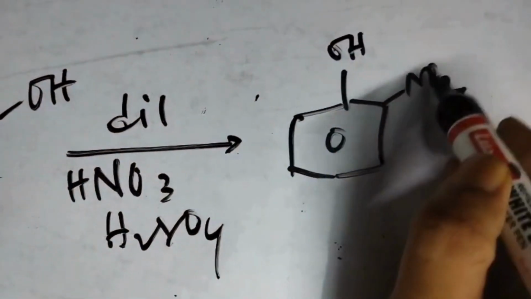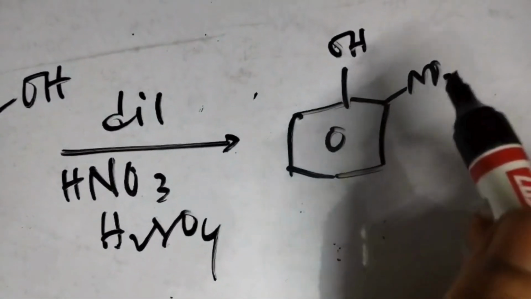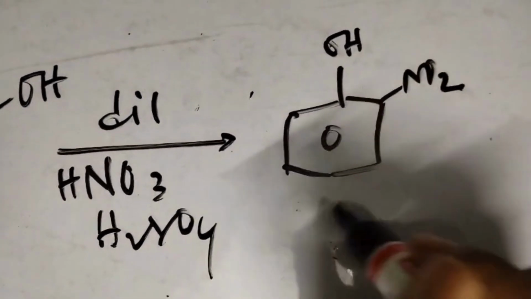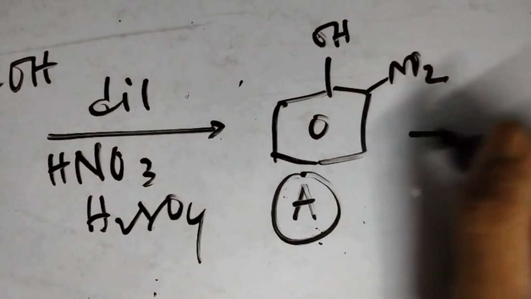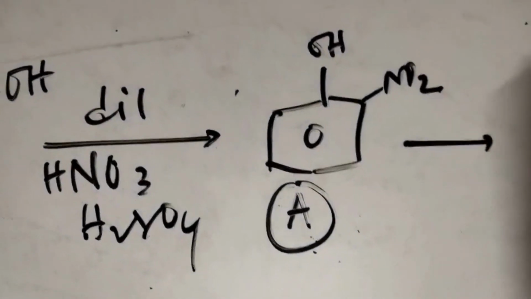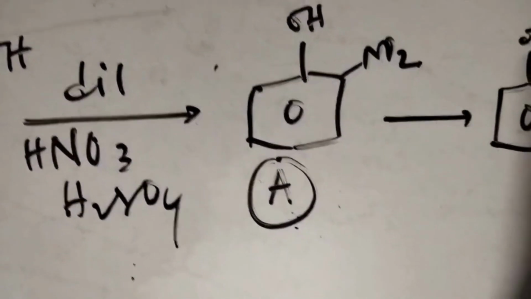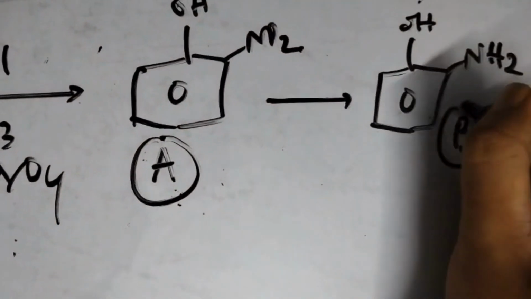Now as we know, this compound orthonitrophenol exhibits intramolecular hydrogen bonding, as a result of which it is more volatile than its para isomer. As a result, this shall be the required compound A. Now in the next step, we are reducing the NO2 group, which forms OH and NH2, as our final product B.